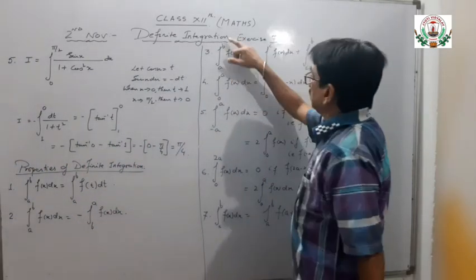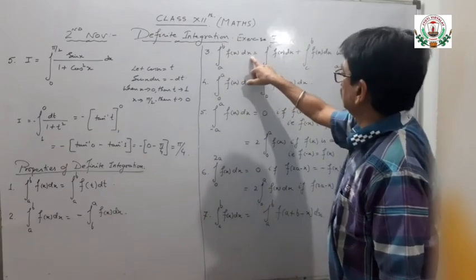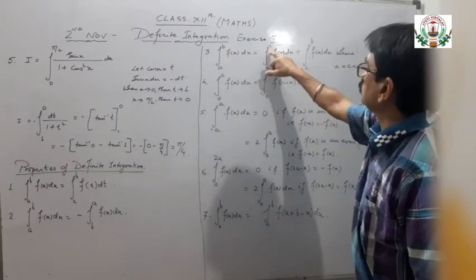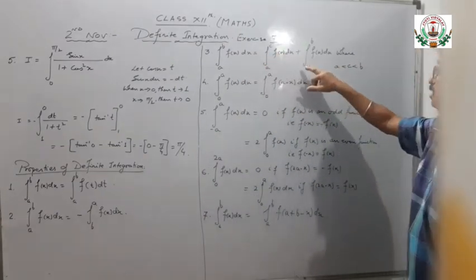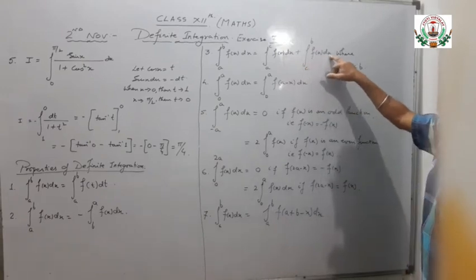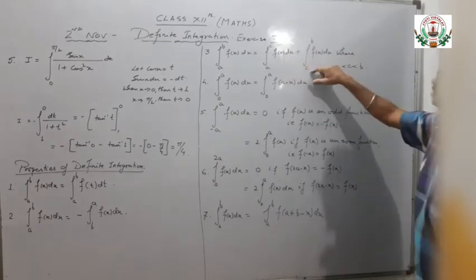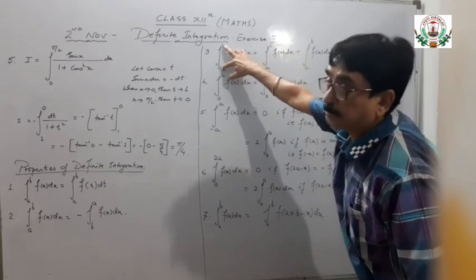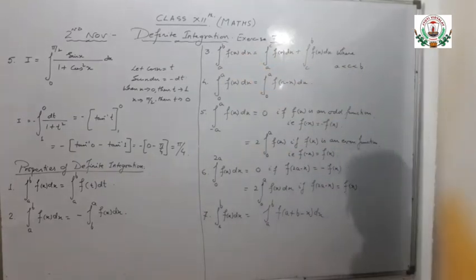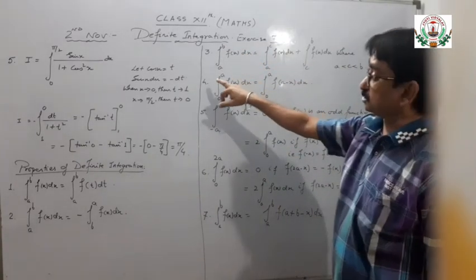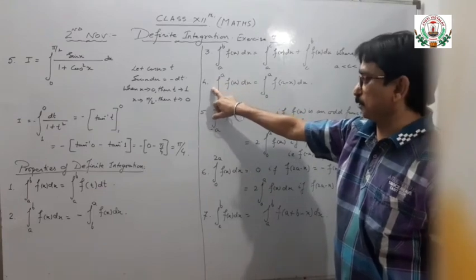Third, integration a to b f of x dx can be written as integration a to c f of x dx plus integration c to b f of x dx, where this c value lies between the upper limit and the lower limit. Now the fourth property is the most important property.